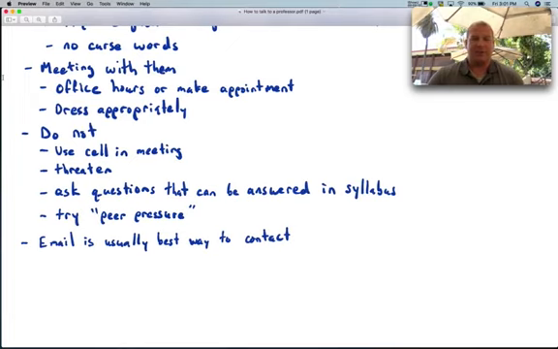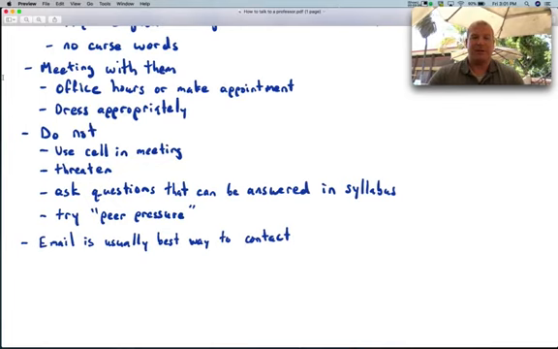Also, do not try peer pressure. Something like, come on, you want to give me an A, don't you? You're a nice guy. You are not in that kind of relationship; it's an instructor-student relationship. You are not a peer. So peer pressure should not be tried in any way.